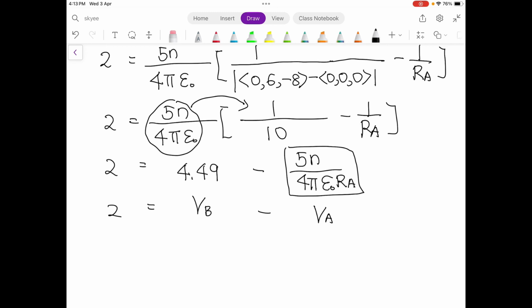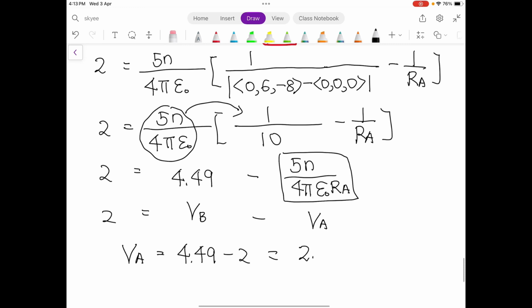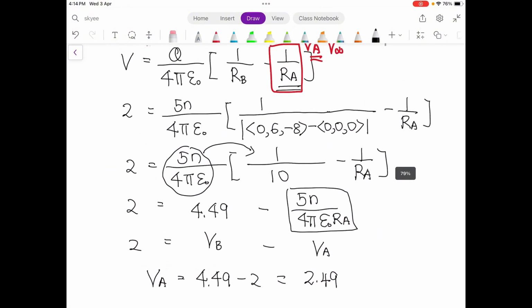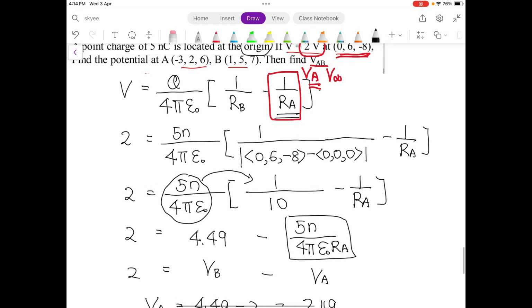Okay, so from this relationship, we can find the VA. We don't want to find the RA, we want to find the VA. So we take 4.49 minus 2. Our VA is equal to 2.49. So that means the voltage that we are comparing over here is not equal to 0, but 2.49.